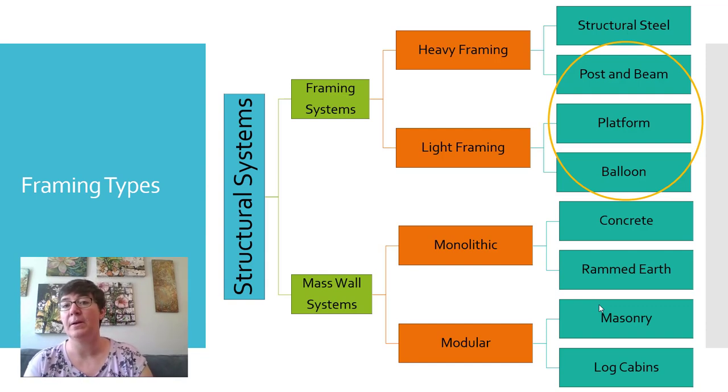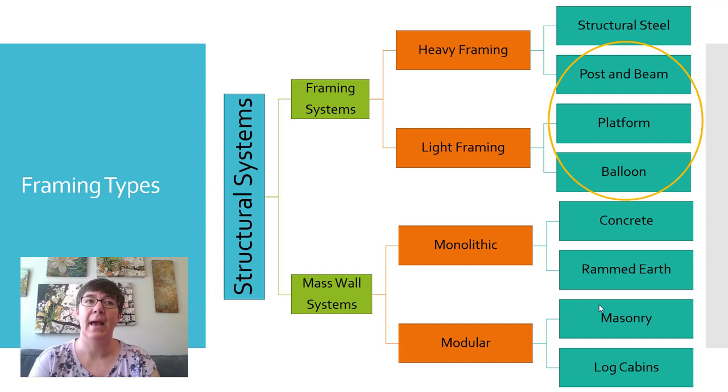These can be broken down into two types, heavy and light framing. And really the difference here is the size of the members and whether they're acting individually or as part of a larger structural group together. So heavy framing is when you have larger members acting individually. And examples of this are structural steel framing, for large buildings like high-rise buildings, and also post and beam framing. This could be for smaller buildings and homes.